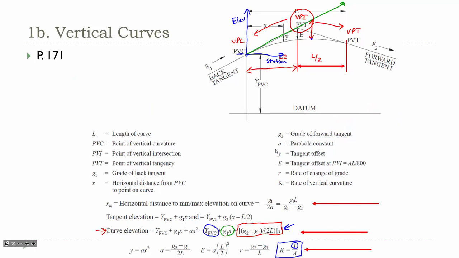You can use this equation to calculate the horizontal distance to the high or low point on the curve. Then once you get that distance x, you plug it into this equation to give you the elevation of the high or low point on the curve.